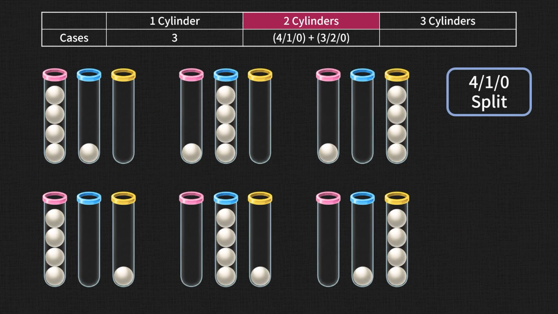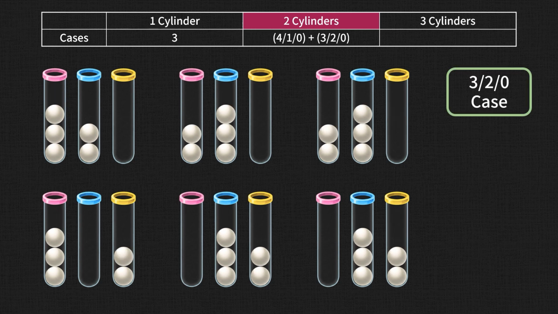The first pattern here is the 4-1-0 split. Since all cylinders are different and all the marbles are same, we are looking at the arrangements of the numbers 4, 1, and 0. That is 3 factorial, which equals 6 cases. The second pattern is the 3-2-0 split. Again, this is an arrangement of 3 distinct numbers, which gives us another 3 factorial, or 6 more cases. So, for the 2-cylinder scenario, we have a total of 12 cases.